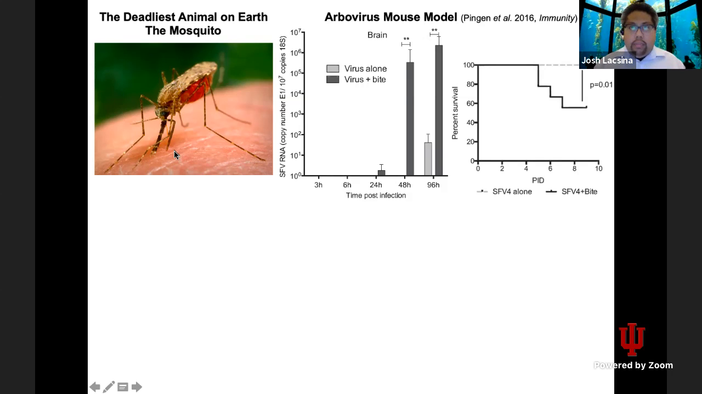And this is a theme that's repeated over many different vector species, over many different kinds of pathogens, ranging from viruses all the way up to protozoa, even up to parasitic worms.